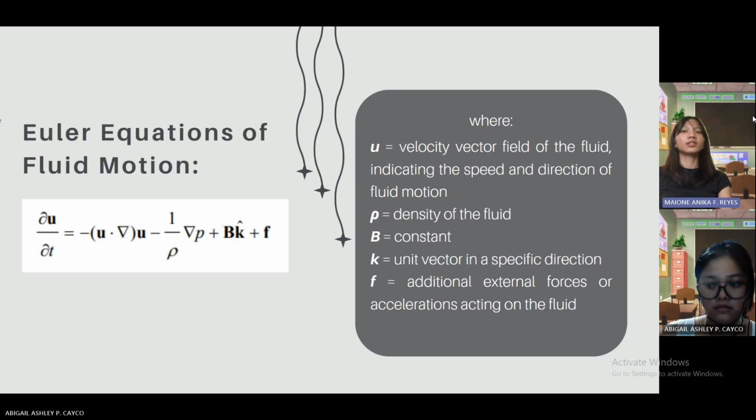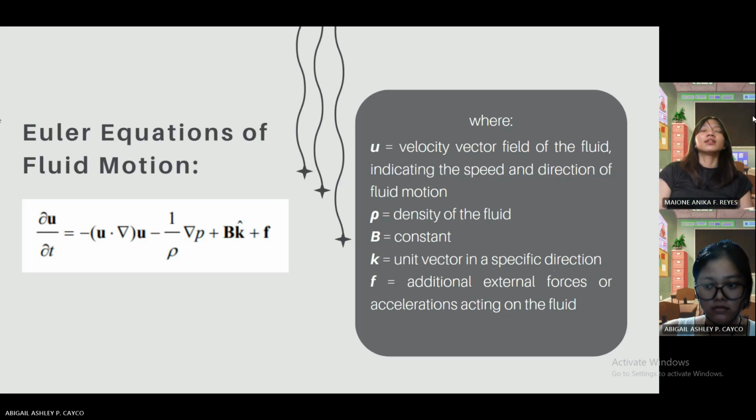Wherein u is the velocity vector field of the fluid, indicating the speed and direction of fluid motion. p is the density of the fluid, B is a constant, k is a unit vector in a specific direction, and F is the additional external forces or accelerations acting on the fluid.